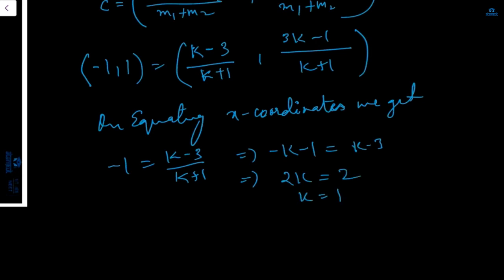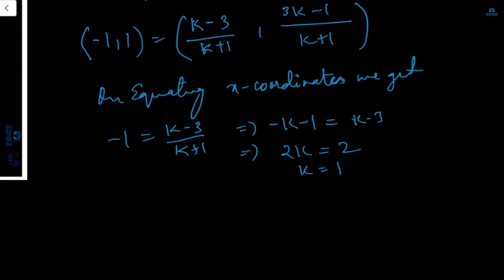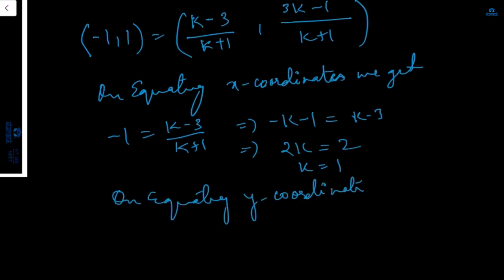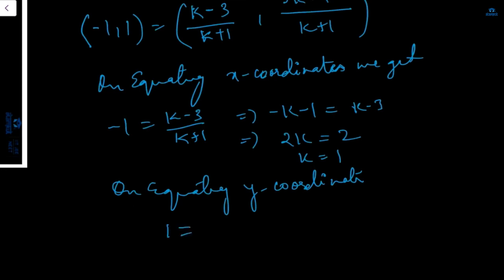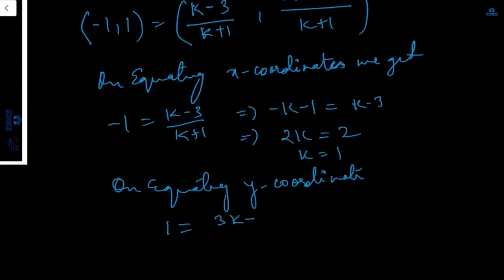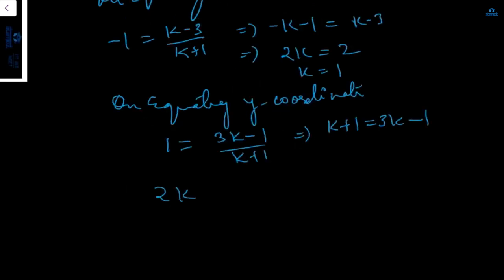Now we will compare to prove that yeah, this is the correct one. So on equating y coordinates, this time you'll compare y coordinates. So it will be (3k minus 1)/(k plus 1) is equal to 1, which implies that k plus 1 is equal to 3k minus 1. So you will bring it here, so it will be again 2k is equal to 2, which will again imply k is equal to 1. So now here you got to know that the value of k is 1.